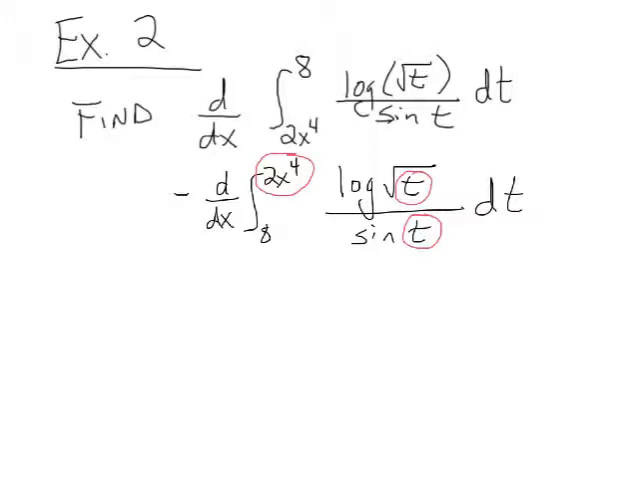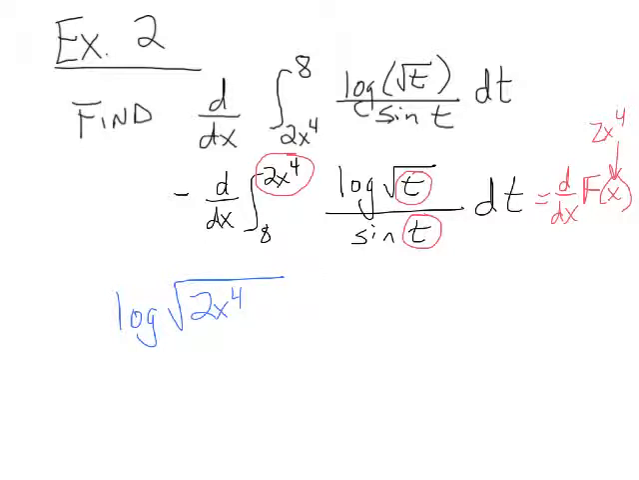So if this is all equal to the derivative of big F of x, except our x is 2x to the fourth, we need to apply the chain rule. That gives us a final answer of log root 2x to the fourth over sine of 2x to the fourth times the derivative of 2x to the fourth, which is 8x to the third.